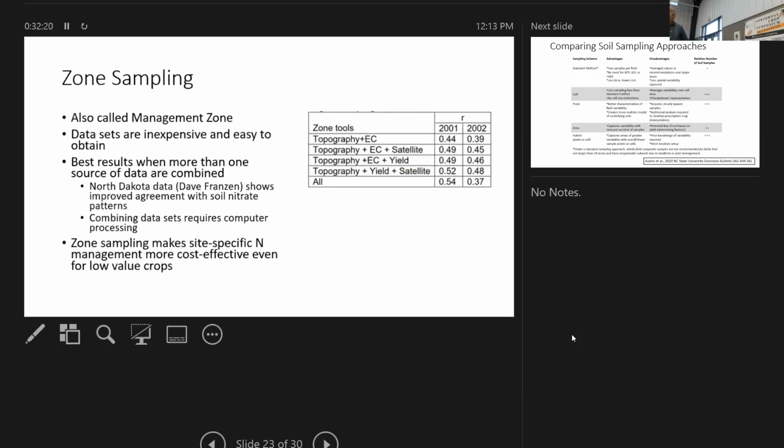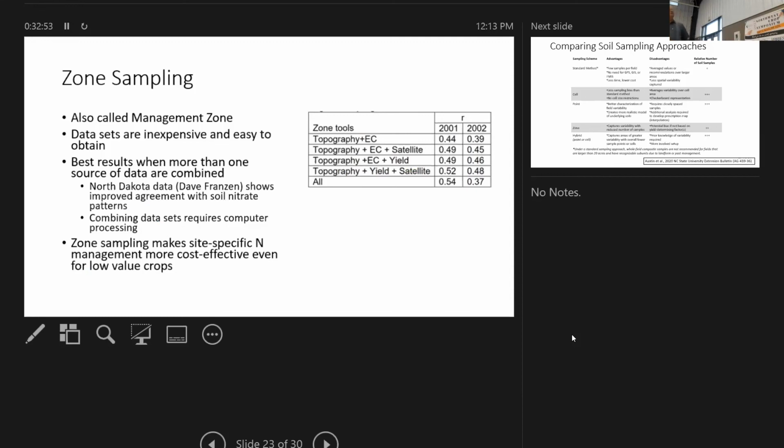All right, so just a couple of things to summarize here. On zone sampling, the advantages are that it saves some money and is easier than the grid sampling approach. Best results come when you combine some of those data layers, according to Dave. Then it might make sense for site-specific management in particular.